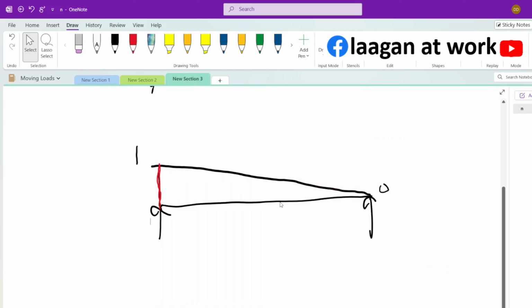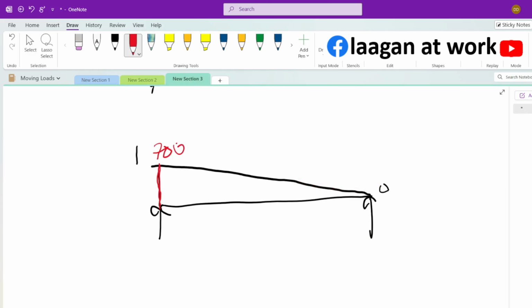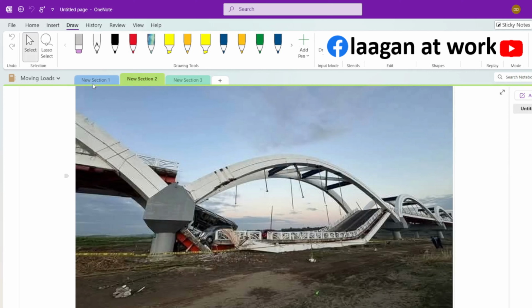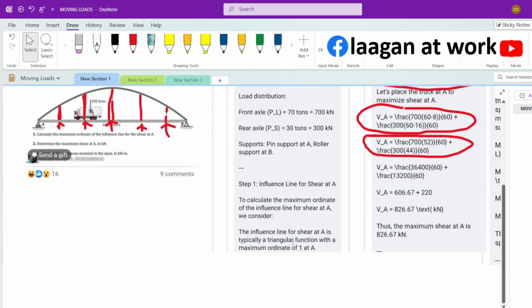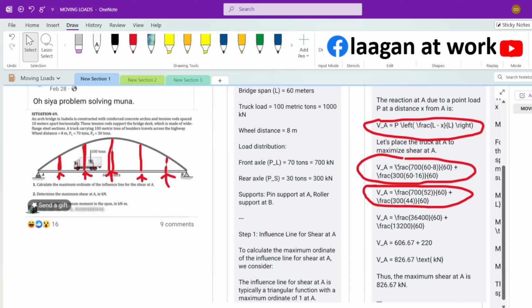Now this is 700 kilonewton, and then the other load is at a distance of 8 meters, which is 300 kilonewton. Now he already has this influence line, but I don't know why he got it wrong. I'm trying to follow his calculation, but I'm having trouble: 700 times (60 minus 8) divided by 60, plus 300.